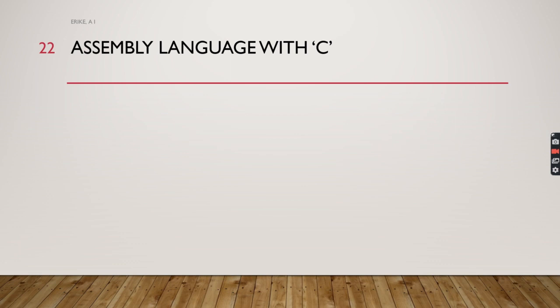Okay, so assembly language with C. Assembly routines are mixed with C in situations where the entire program is written in C and the cross compiler in use does not have built-in support for implementing certain features like interrupt requests.